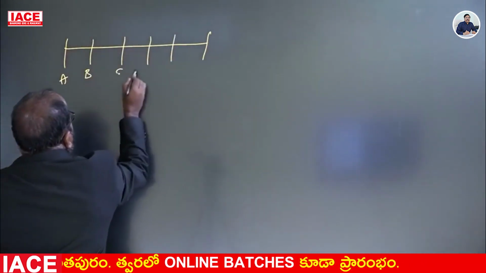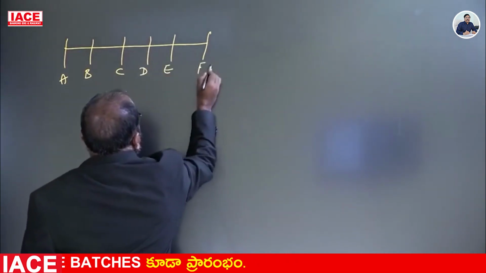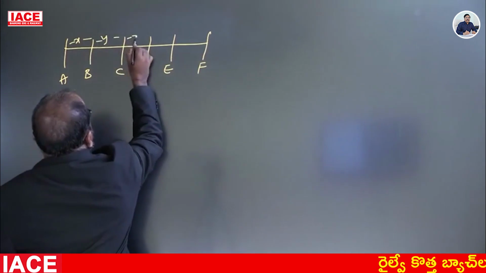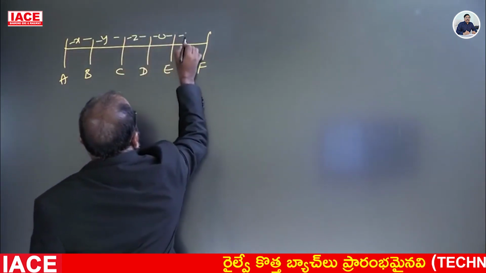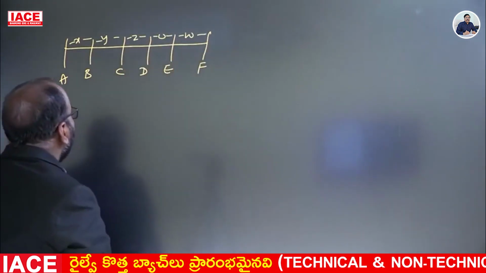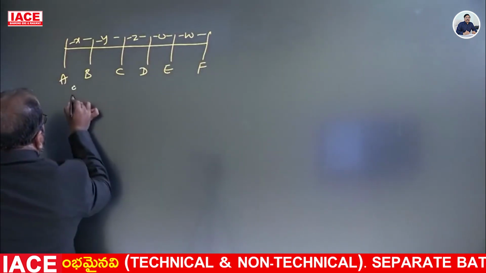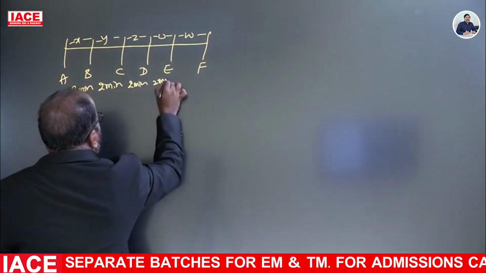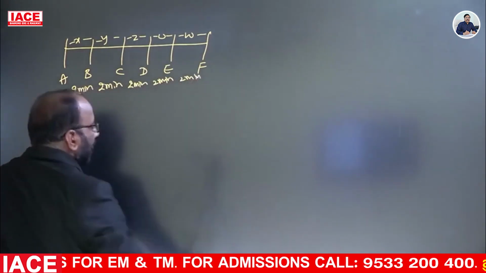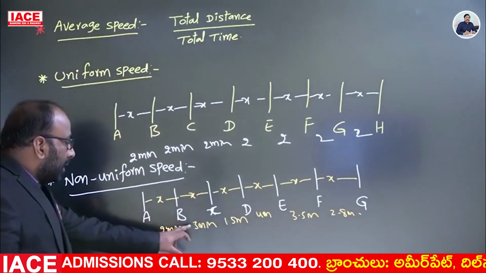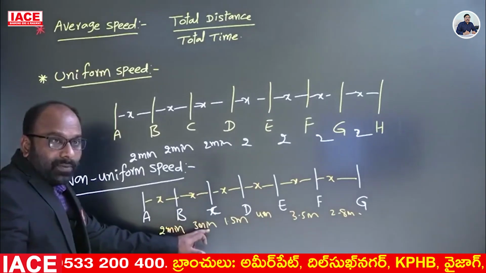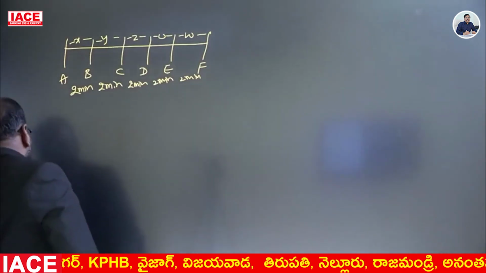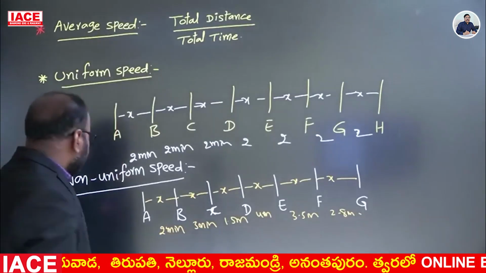A, B, C, D, E, F. Here distance is X. Here distance is Y. Here distance is Z. Distance is U. Distance is W. So unequal distances are covered in equal intervals of time. So an object either covers equal distances in unequal intervals of time, or unequal distances in equal time periods, that is called non-uniform speed.